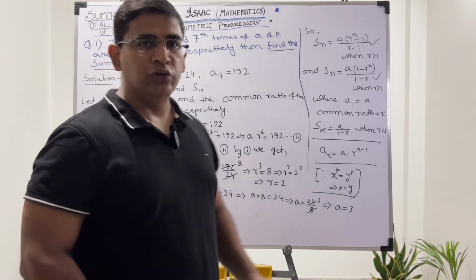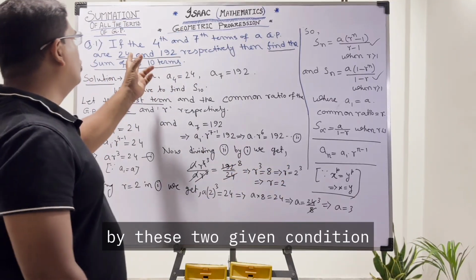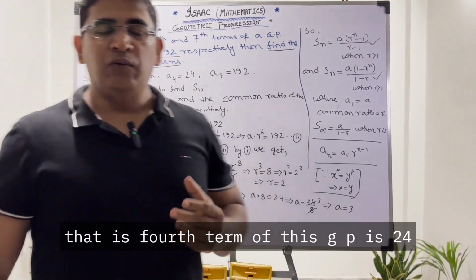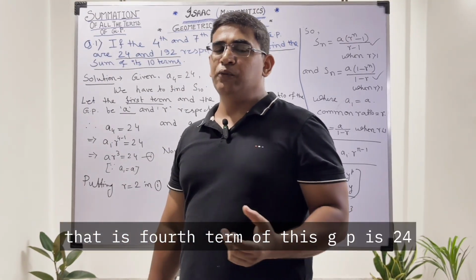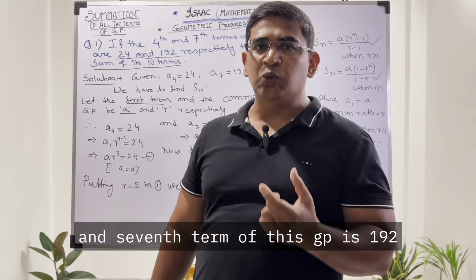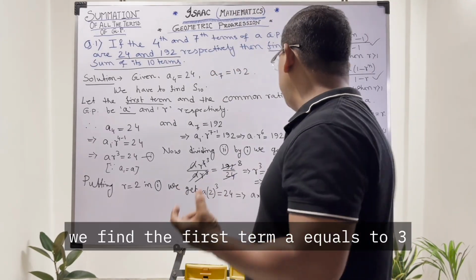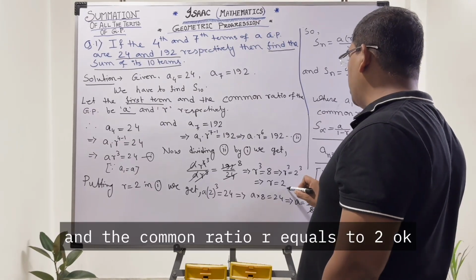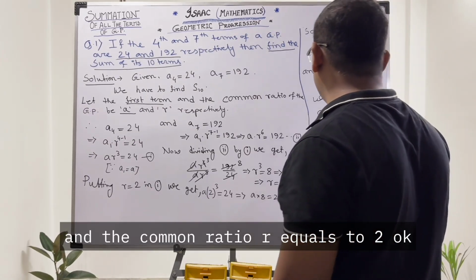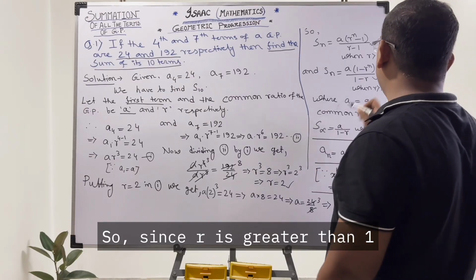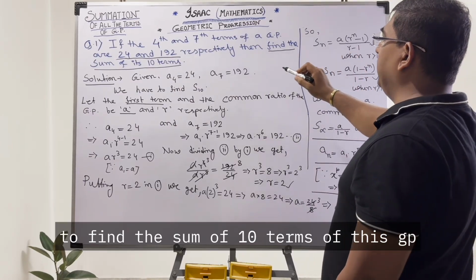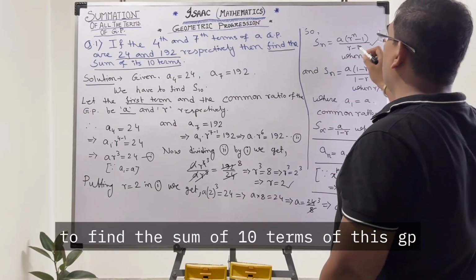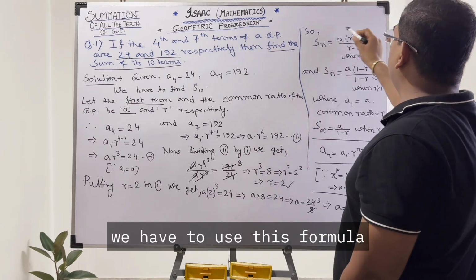Okay. So by these two given conditions, that is, the fourth term of this GP is 24 and the seventh term of this GP is 192, we find the first term A equals to 3 and the common ratio R equals to 2. Okay. So since R is greater than 1, to find the sum of 10 terms of this GP, we have to use this formula.